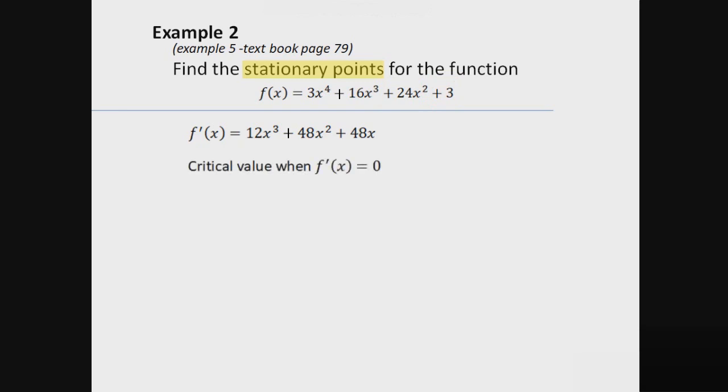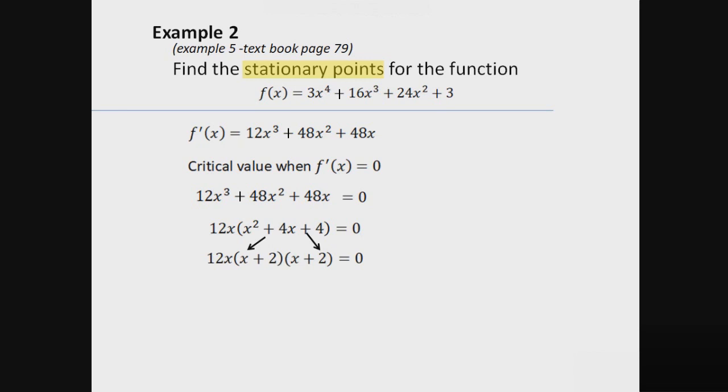And then we need to find the critical value by satisfying f prime x is equal to 0, and then we'll get 12x cubed plus 48x squared plus 48. We factorize 12x, we will get 12x in bracket x squared plus 4x plus 4 is equal to 0. In this bracket, we also can factorize again. We will get 12x in bracket x plus 2 squared is equal to 0. By calculus, we can solve x values, and we now get the x values as 0 and -2.